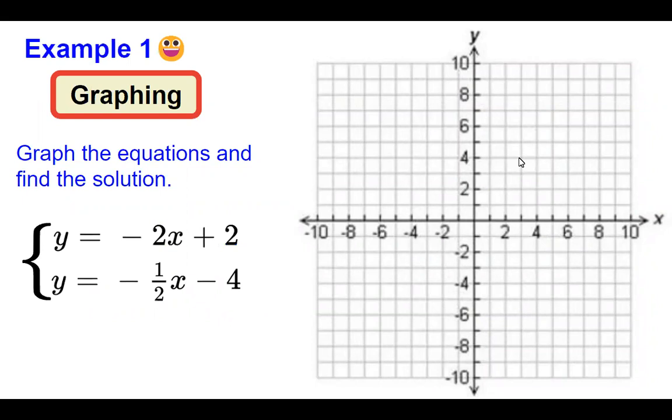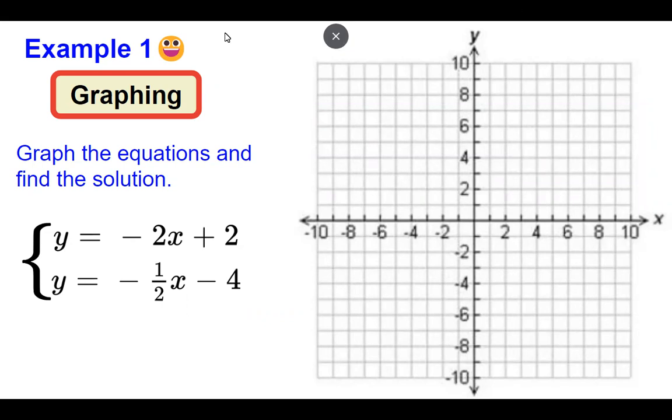Now, in order for us to find the solution, their intersection, we're going to solve this one by graphing. All right, everybody has this? No worries. So y equals negative 2x plus 2 and y equals negative 1/2 x minus 4. It should be easy peasy lemon squeezy. And if I can get further with you guys, then I'll go further. But so far, we're going to focus on graphing today.